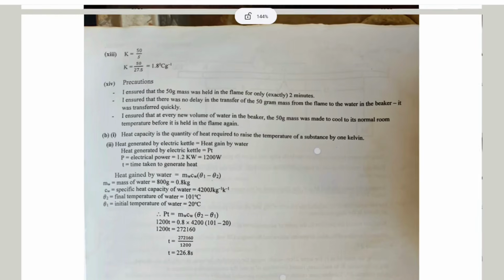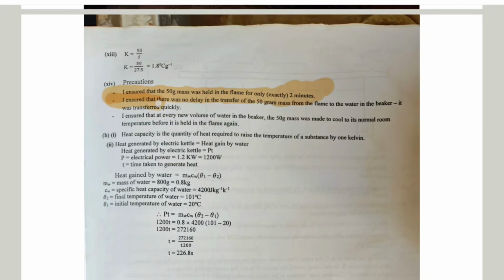Then you see the other question, our K, which is 50 over S. You divide 50 by your S, you have 1.8 degrees Celsius per gram. The precautions taken under this practical that you must know. Number one, I ensured that the 50-gram mass was held in the flame for only exactly 2 minutes. This is your precaution. I ensured that there was no delay in the transfer of the 50-gram mass from the flame to the water in the beaker. It was transferred quickly. That is another precaution.